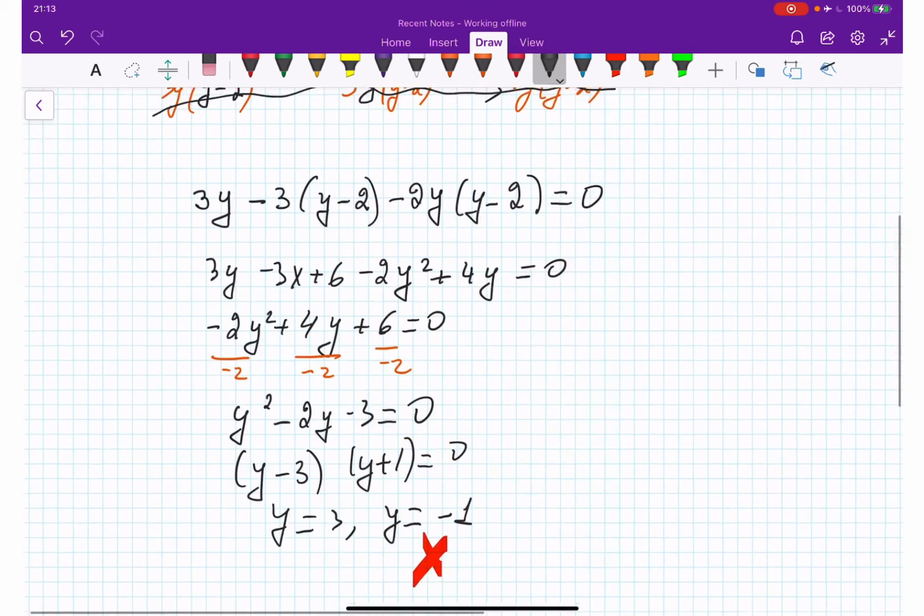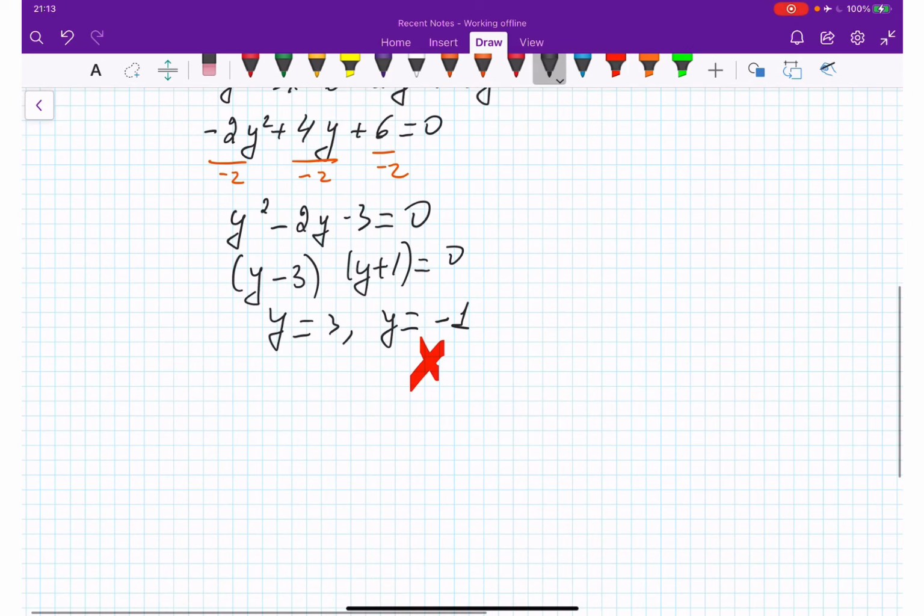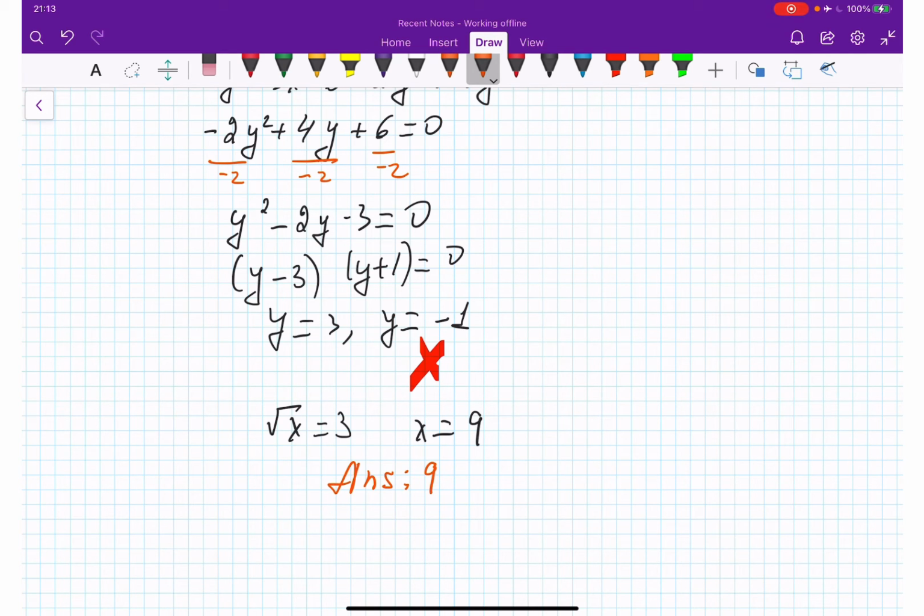Now reversing back, square root of x is equal to 3, and from here x is going to be equal to 9, and the answer is 9.